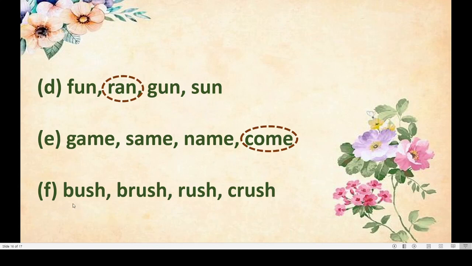Last one. B-U-S-H, bush. B-R-U-S-H, brush. R-U-S-H, rush. C-R-U-S-H, crush. Bush, brush, rush, crush. Yes, this sounds differently, correct? So, these three sound similar, correct?